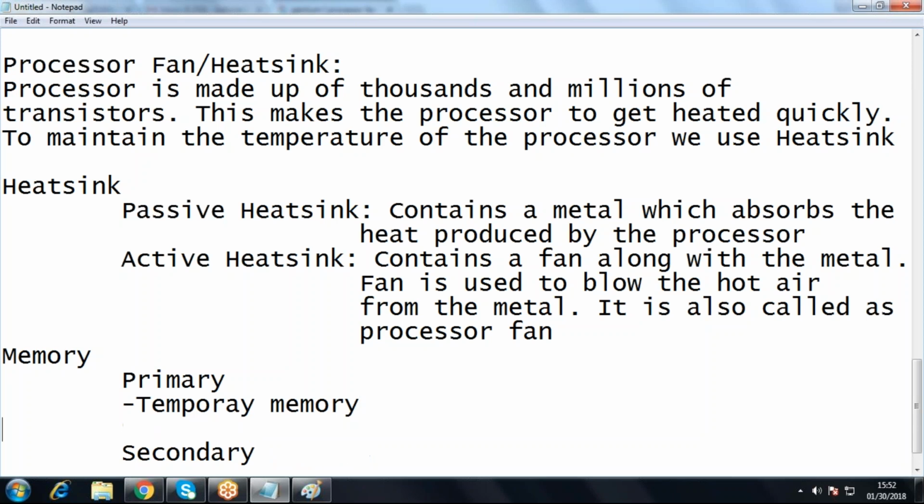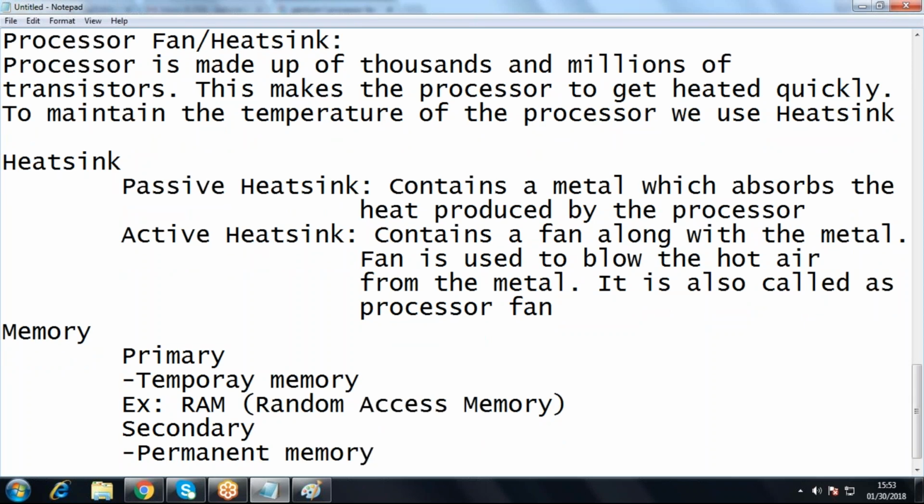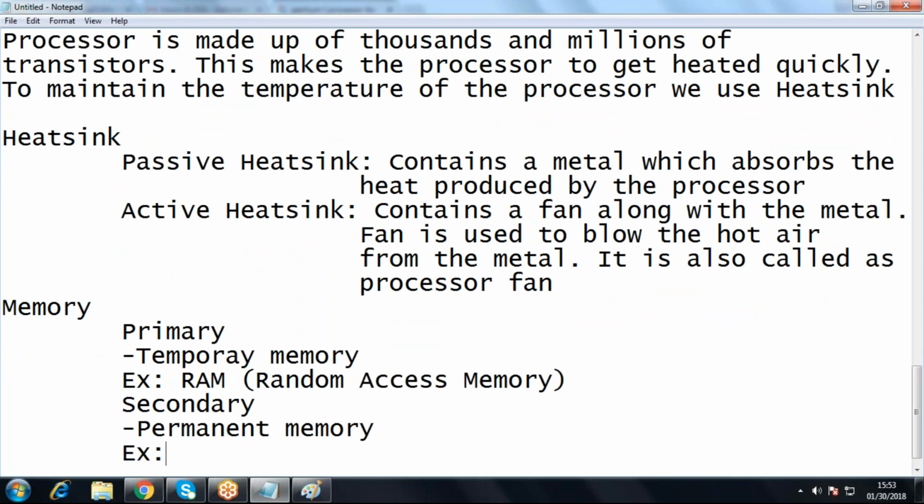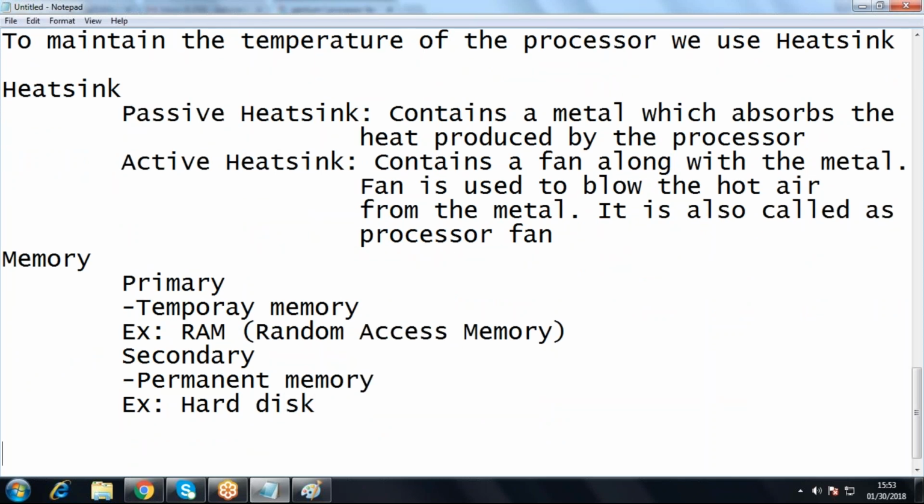This temporary memory example is RAM. RAM stands for random access memory. Permanent memory is hard disk. Now, coming to RAM, RAM is temporary memory.